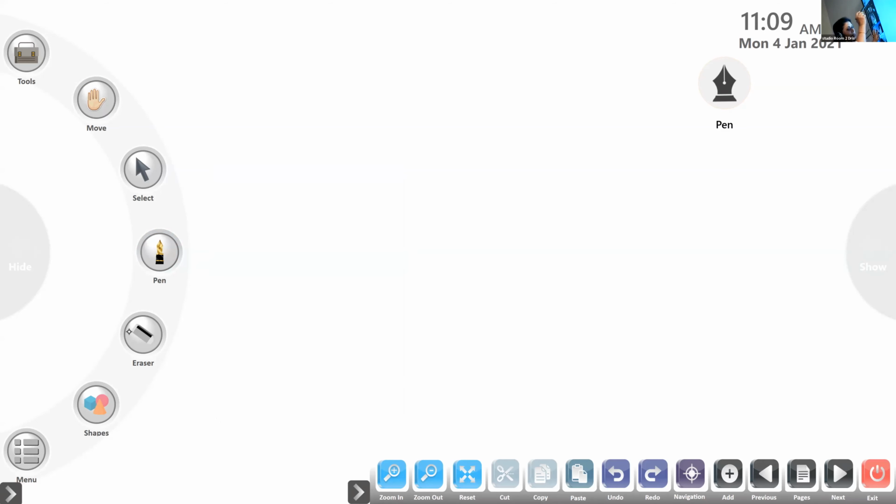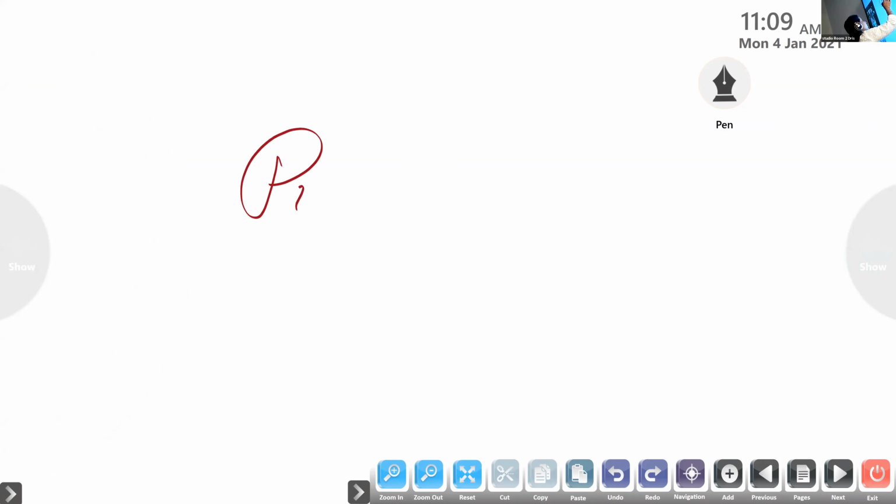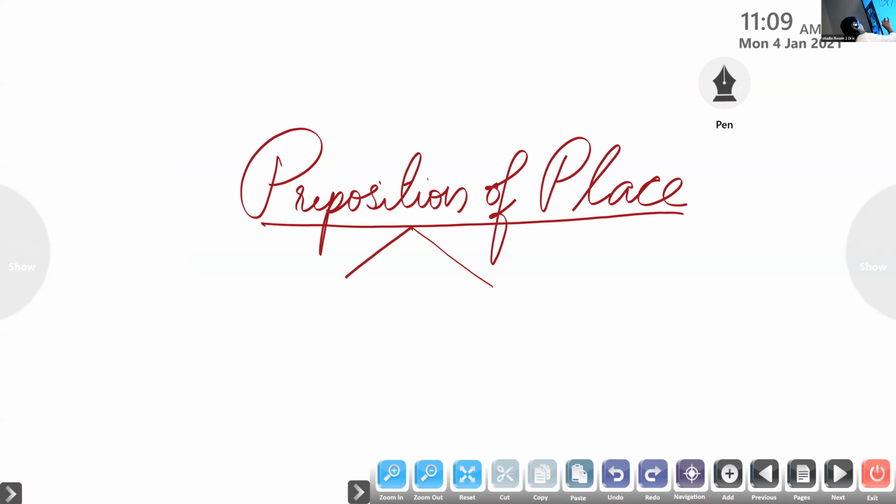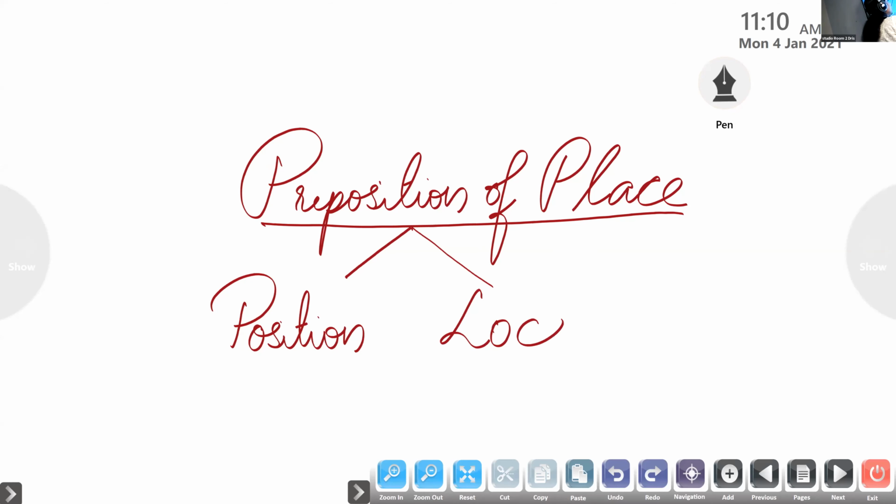So, in today's class, we are learning about the preposition of place. All of you, please do listen, children. It is not mentioned in your book, children, but we have to learn it, just so you understand. Preposition of place tells about two things. What are the two things it tells us? One, it tells about the position. And the other, it tells about the location.